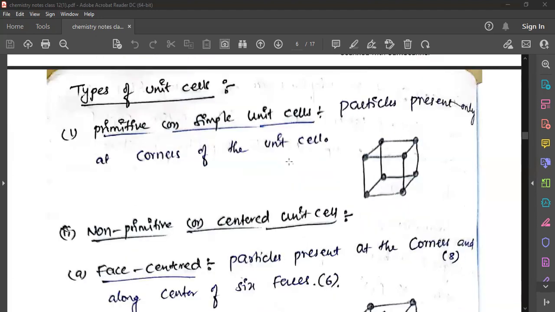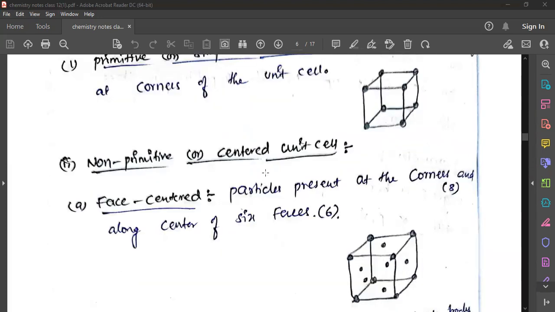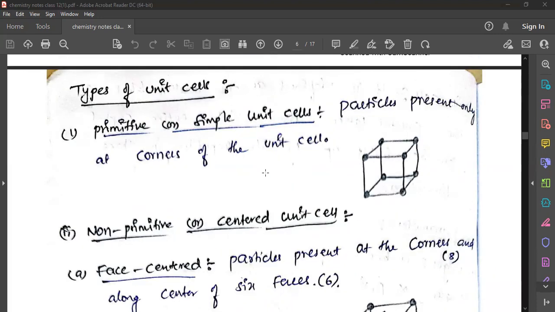Okay. Next, just now we discussed the unit cell, now the types of unit cells. So what are the types of unit cells? The first one is the simple unit cell or primitive unit cell. Simple unit cell means, in a particular unit cell, the atoms are there only at the corners. But if the atoms are there along with the corners and at other places like the face centers or body center, it is called a centered unit cell.